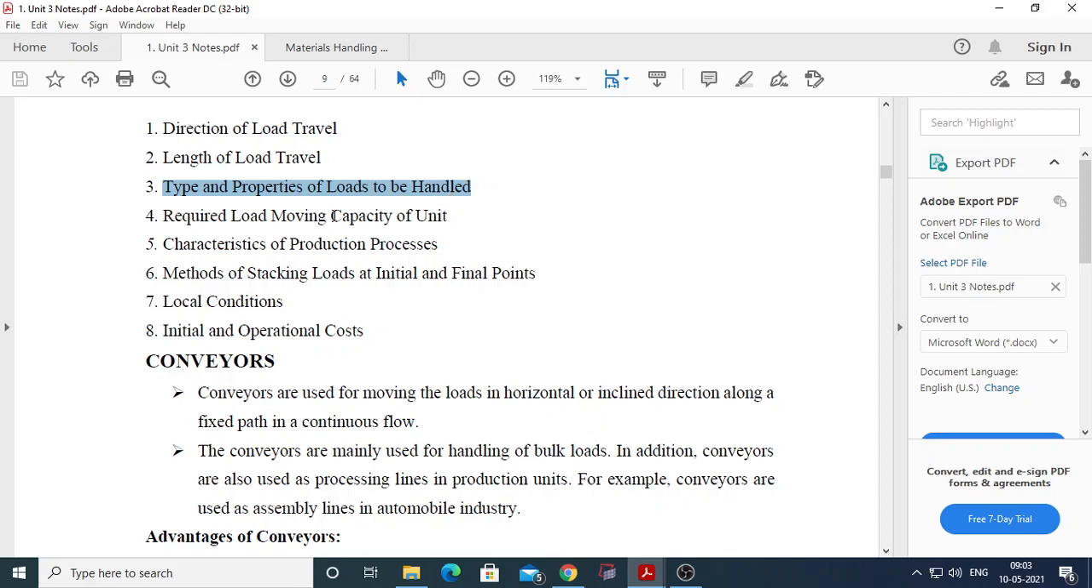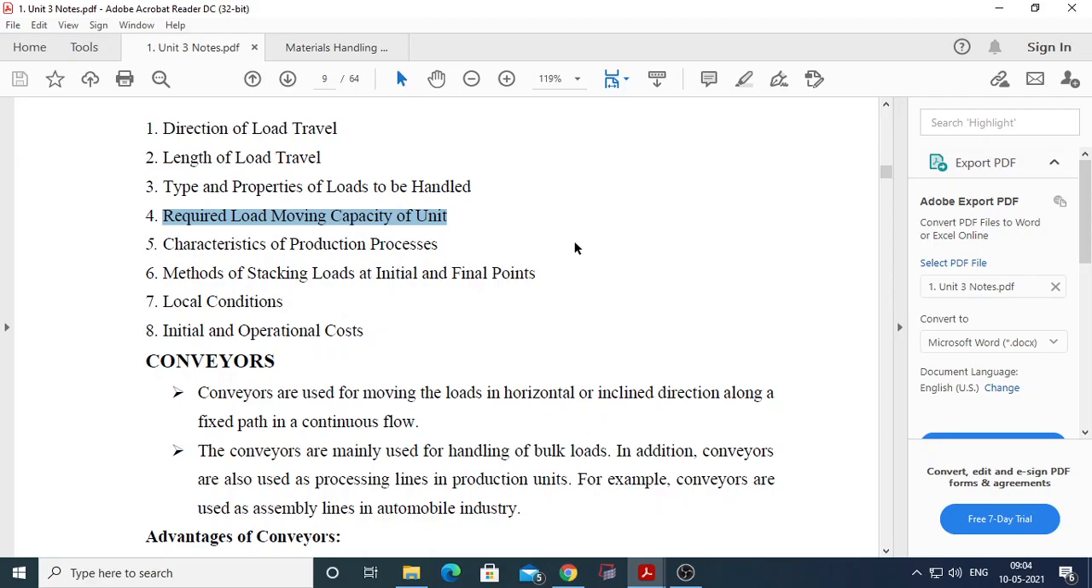Then the next one is the required load moving capacity of the unit. What is the meaning of required load moving capacity of unit? There are two capacities of moving load: one is the low capacity and the other is the high capacity.